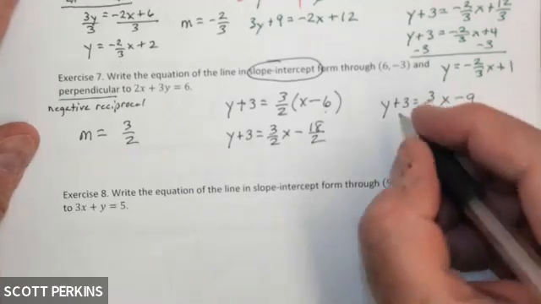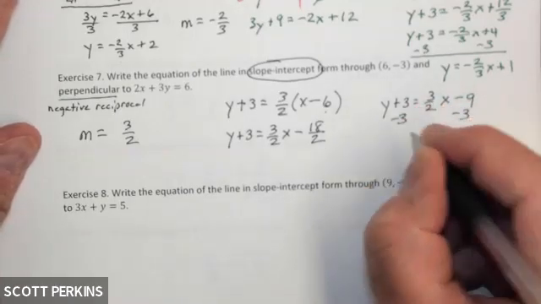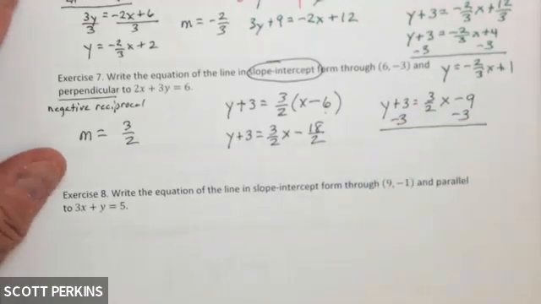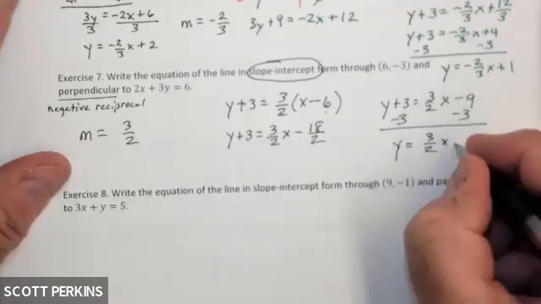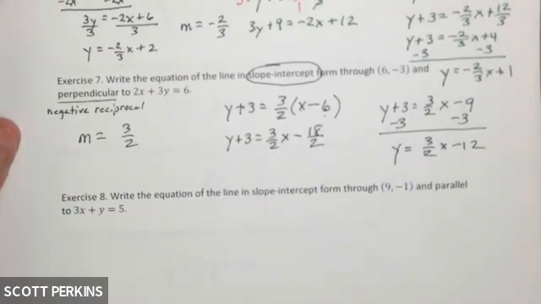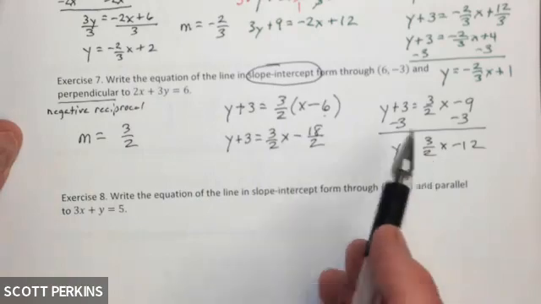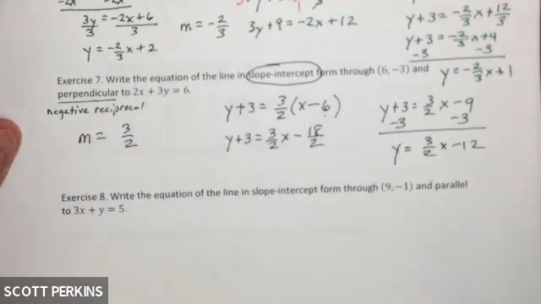All right, last thing to do now, and this is the whole point, is slope-intercept form. So I want to subtract that 3, and I get y is equal to 3/2 x minus 12. So if we graphed both of these lines on the same Cartesian plane, they would be perpendicular, meaning they meet at right angles.